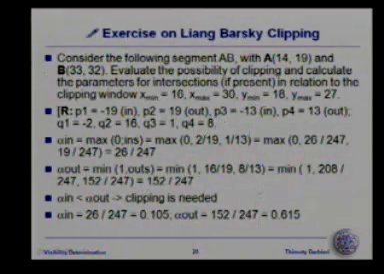This is the segment, A and B. This is the clipping window, x min, x max, y min, y max. You calculate the pk's and the qk's, and you determine from the p's and the q's which are the ins and which are the outs. Then you calculate the alpha in and alpha out, like the maximum between 0 and all the ins. It means between 0, the in here is 19 and 13.